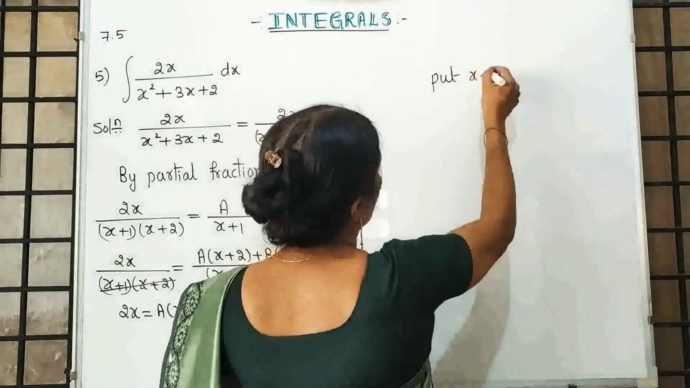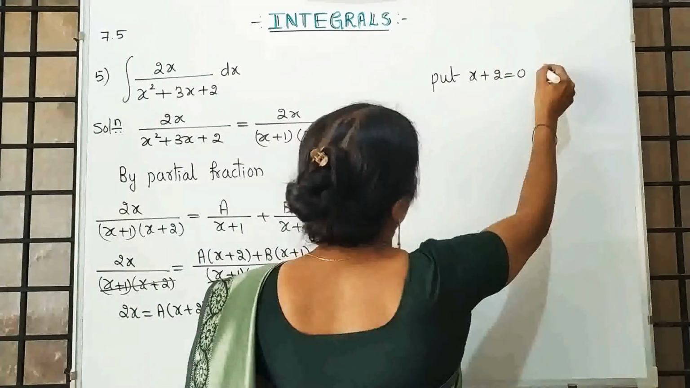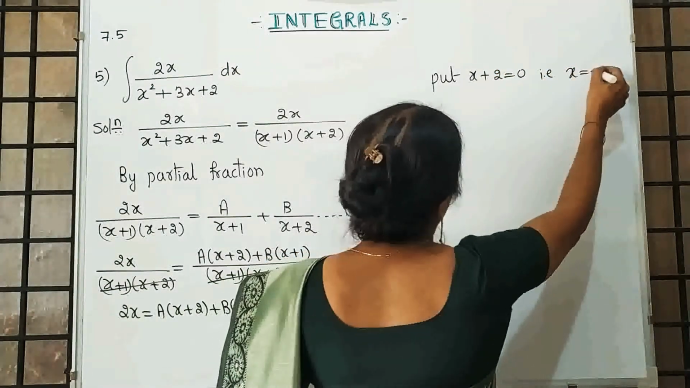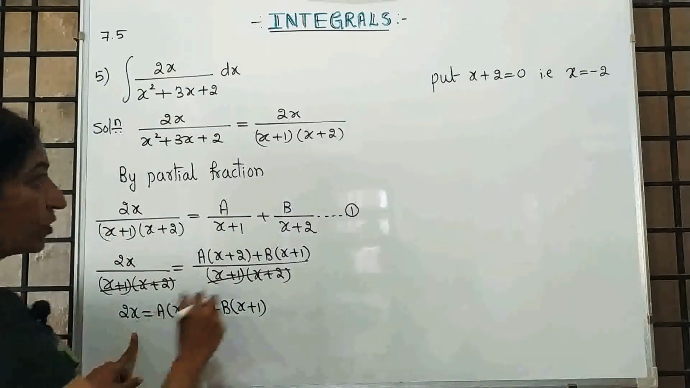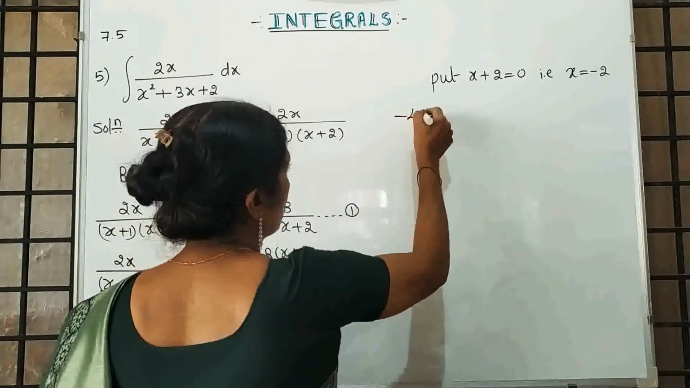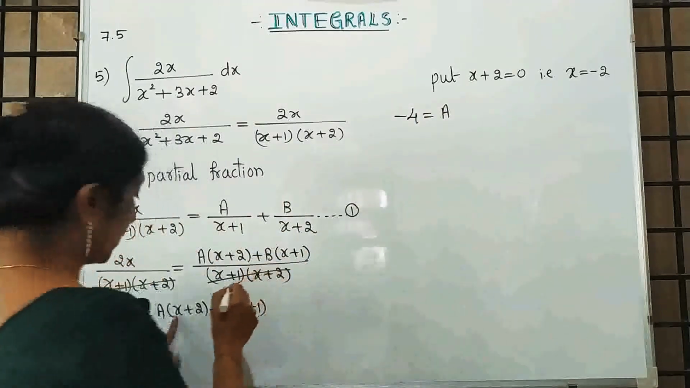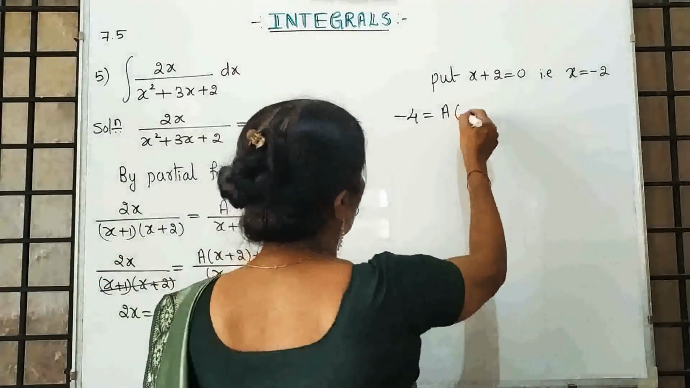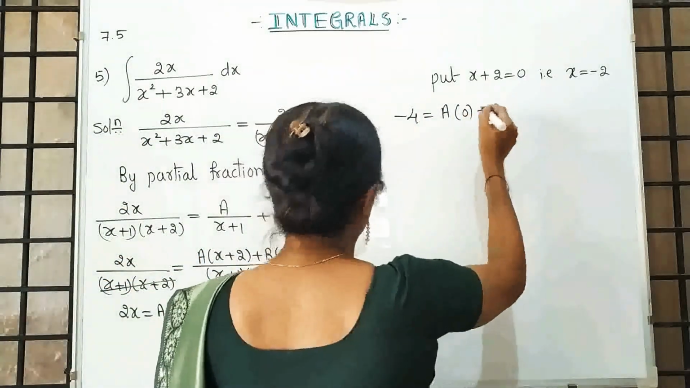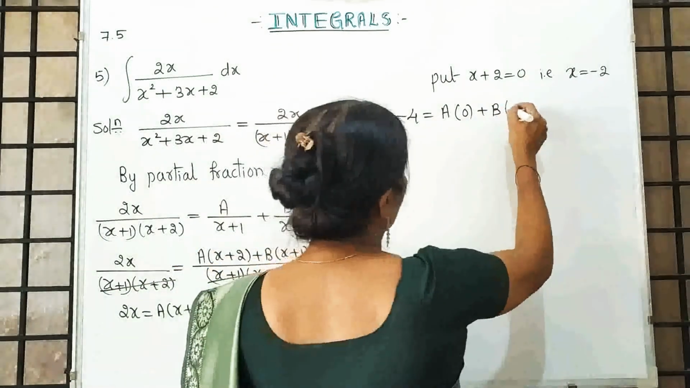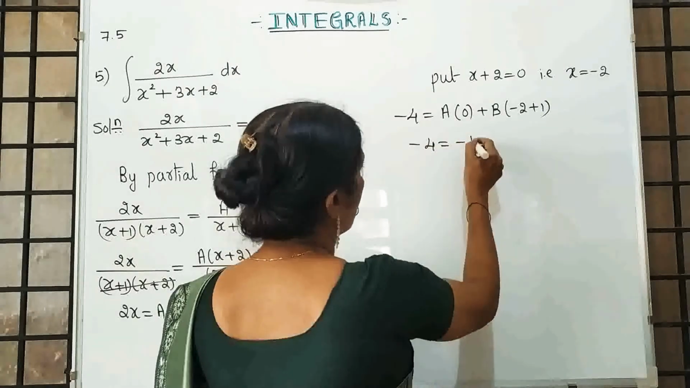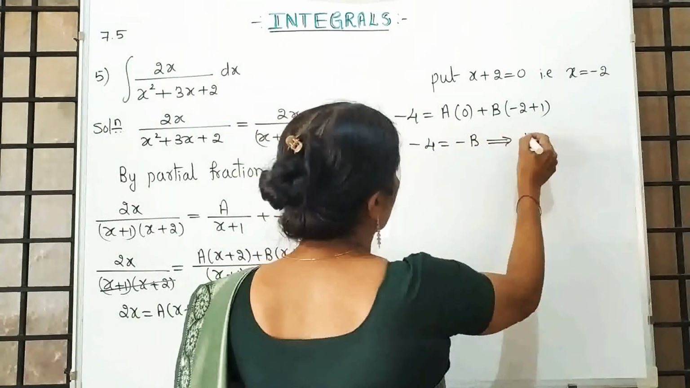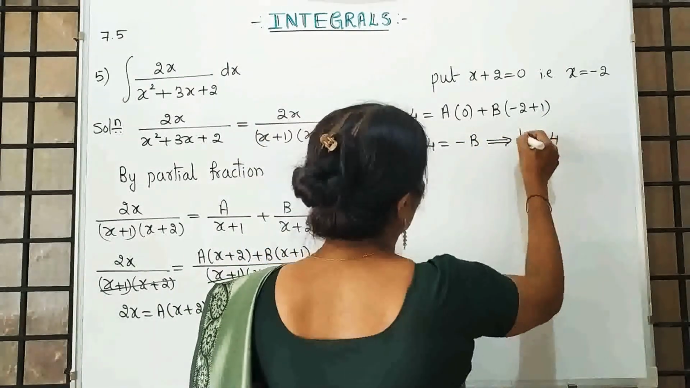Put x plus 2 is equal to 0, that is x is equal to minus 2. Here it is 2 into minus 2 is minus 4 is equal to a into minus 2 plus 2 becomes 0 plus b into minus 2 plus 1, minus 2 plus 1, that is minus 4 minus b, implies b is equal to 4.